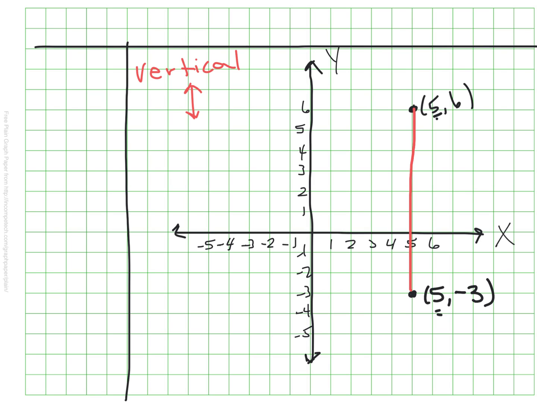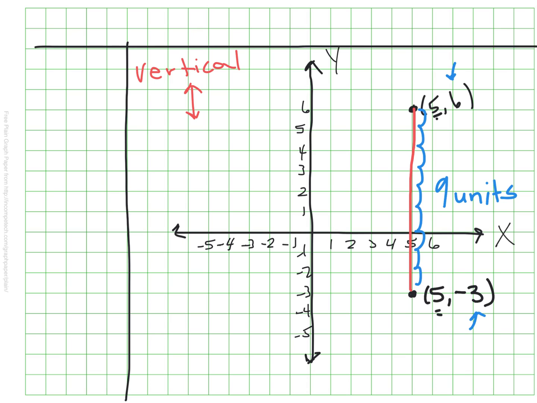If I count the spaces between to see how far apart these are, 1, 2, 3, 4, 5, 6, 7, 8, 9, I find that there are 9 units between them. The space between is 9 units. But just like before, I bet we could apply that same shortcut to know the length of the line. Since they both have the same x coordinate, I can simply look at the y.